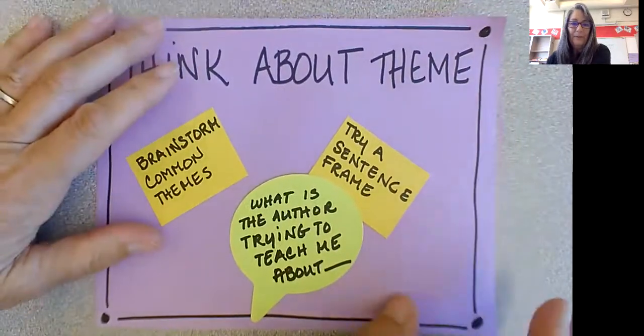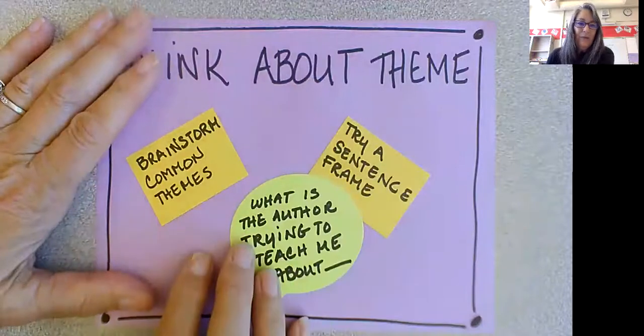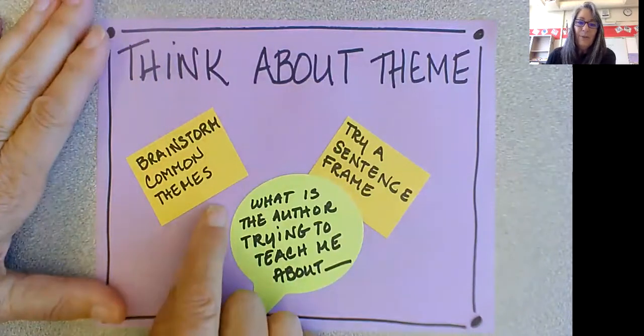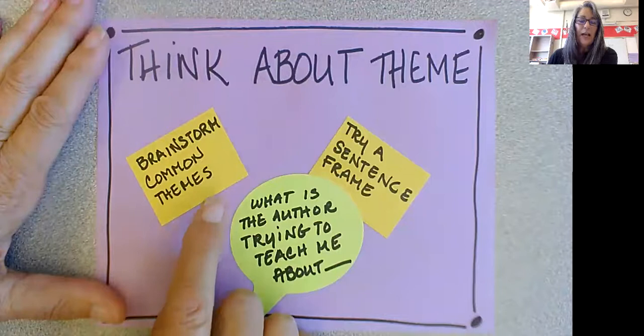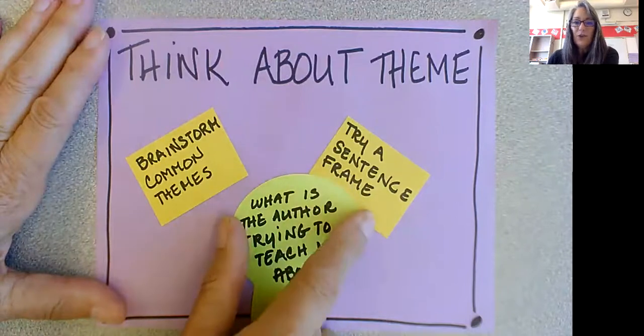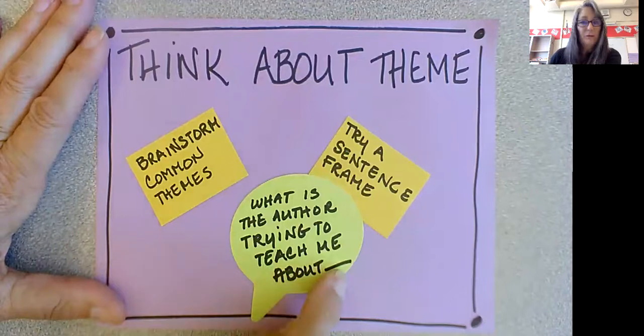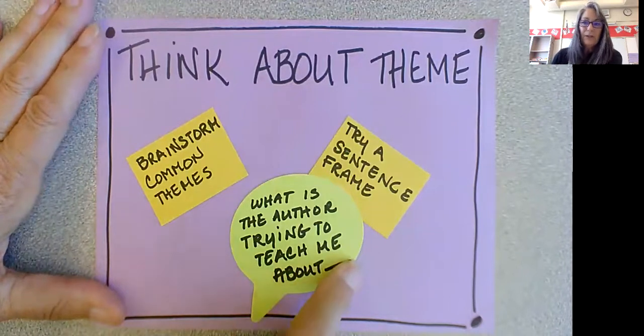thinking about theme, pushing your kids to think about theme. Some kids really need that. One of the things that you could do is brainstorm common themes in your classroom or in small group. And then with your student in the conference, try a sentence frame. What is the author trying to teach me about honesty, whatever?